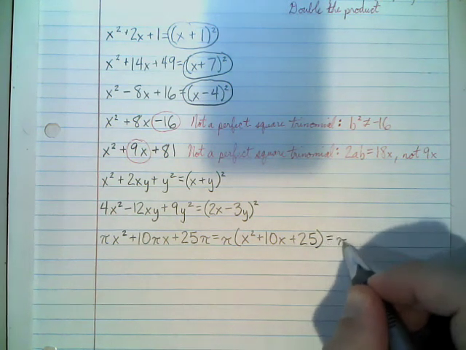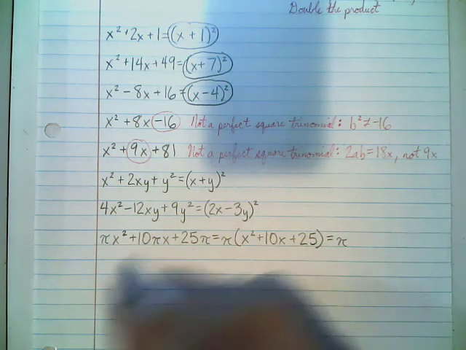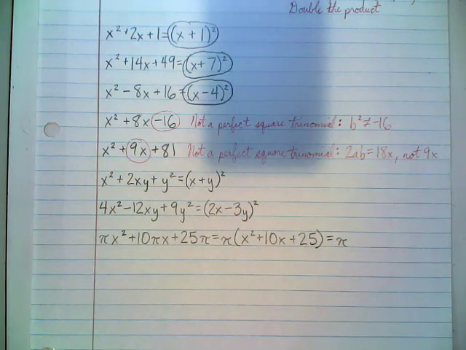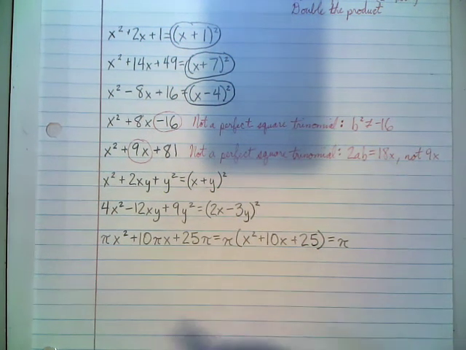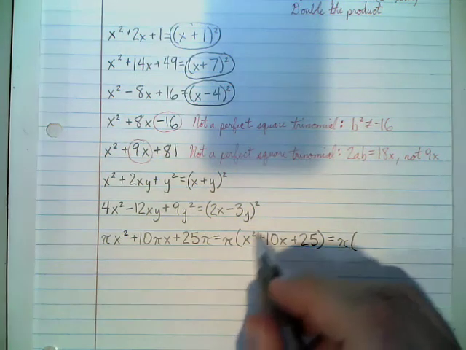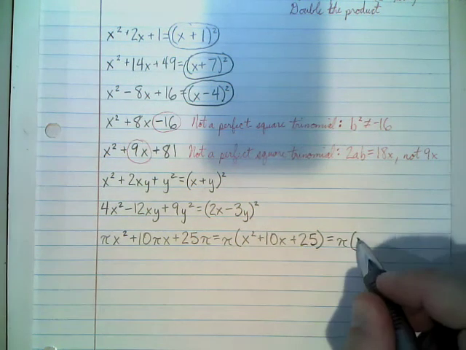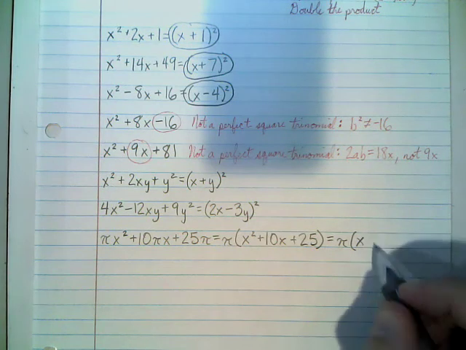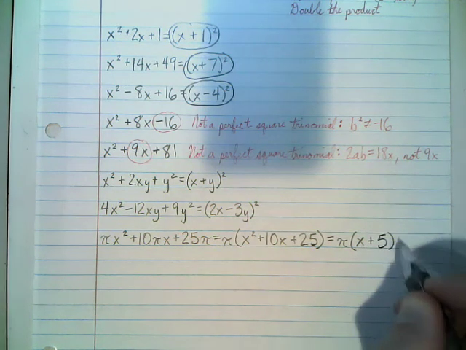So while this original one is not a perfect square trinomial, it actually still can be factored if we just factor out what we can first. So now what did we square to get this? X. What did we square to get that? 5.